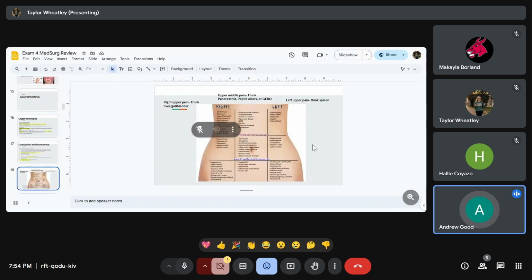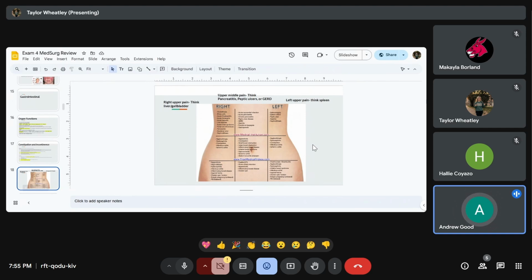With this diagram, with this picture, all I want you to take note of here is if it's right upper, think liver and gallbladder. If there's any question saying patient coming in with right upper quadrant pain, immediately go to liver or gallbladder. If it is upper middle, think peptic ulcer, pancreatitis, even GERD, but probably more pancreatitis if I were to give you a test question.